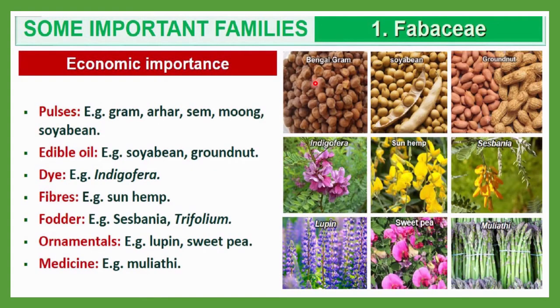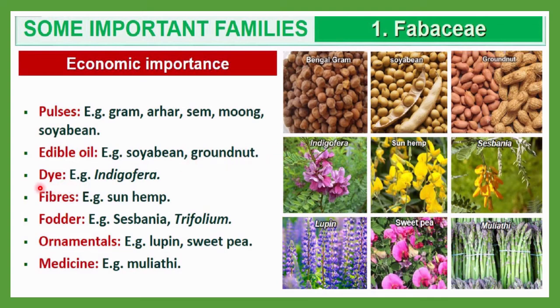Then let me discuss more, the economic importance of this family. This is a very important family, and economically it is very important. It is used as pulses. What are pulses? Gram, arhar, sem, moong, soybean. These all we are using as pulses. You can see here Bengal gram, soybean, groundnut. These all are pulses, and we use them as a daily diet. Edible oil, for example soybean and groundnut, means we are extracting oils from these two. This is the Fabaceae family.